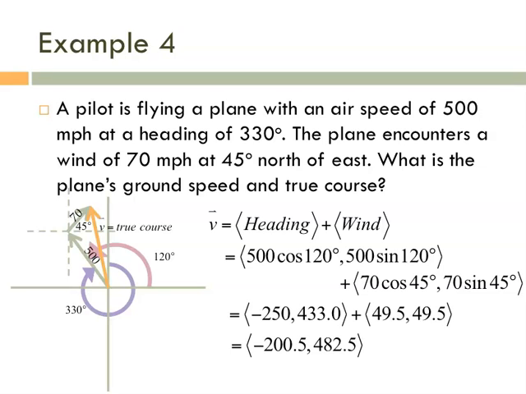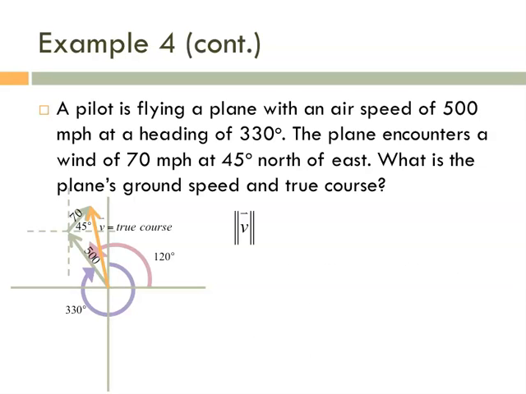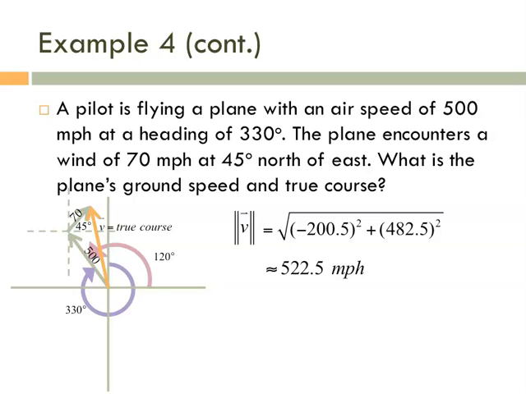Again, we're not done with the problem right now. All we've done is find the component form of vector v. Now we need to actually find what it's asking for, which is the ground speed. Remember, speed is the magnitude of the vector, and the true course is the direction of this vector. Let's start by finding the ground speed. The magnitude of vector v is going to be the square root of negative 200.5 squared plus 482.5 squared. So square those, add them together, take the square root. This should come out to be about 522.5 miles per hour. So that is the plane's ground speed.